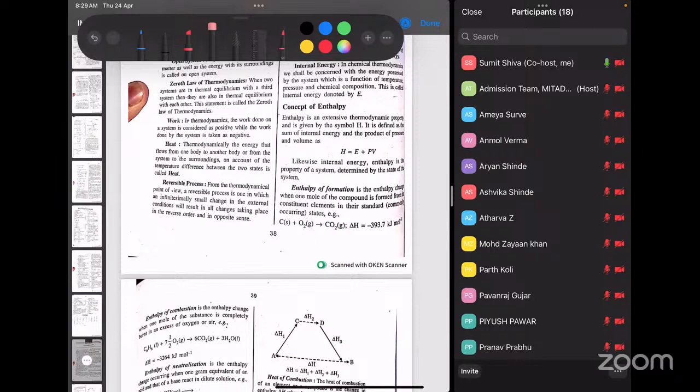Next is work done in thermodynamics. In thermodynamics, work can be done on the system or work can be done by the system. Accordingly, we will have some sign convention, and you have to remember this sign convention while solving the question. If you are using the wrong sign convention, the answer will definitely be wrong. So you have to be very careful about the sign convention of thermodynamics.